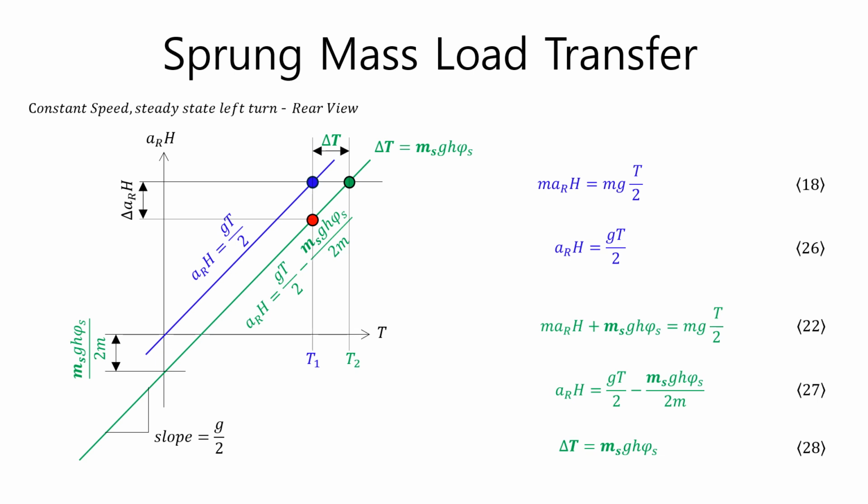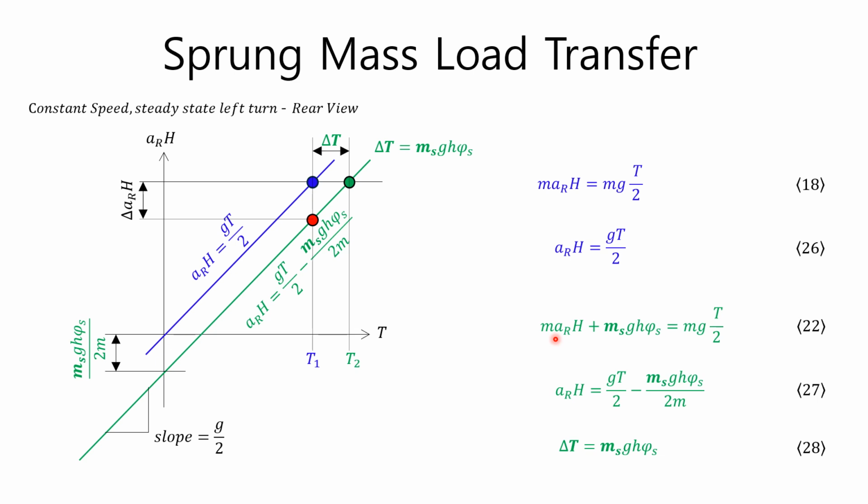Let's take a closer look at the meaning of equations 18 and 22 obtained earlier. If equation 18 is rearranged in terms of ARH, we can obtain equation 26. If ARH is plotted on the vertical axis and track T is plotted on the horizontal axis, equation 26 can be represented by the blue straight line in the figure. Once track T is determined, the lateral acceleration ARH that causes the rollover is determined and can be represented by the blue dot in the figure.